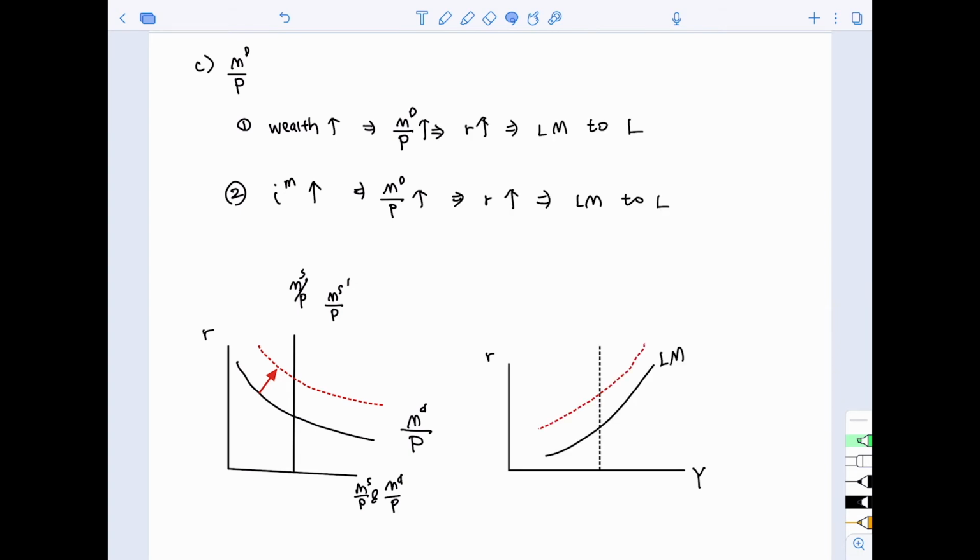Because of that, holding all the other things equal, we know R is higher. So given one level of output, R is higher, which implies that the LM curve needs to shift to the left. Therefore, we conclude that when there is an increase in wealth or an increase in the return of the monetary assets, both of them will cause the LM curve to shift to the left.